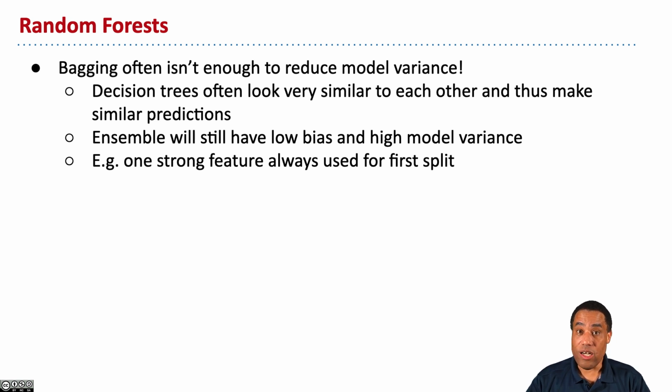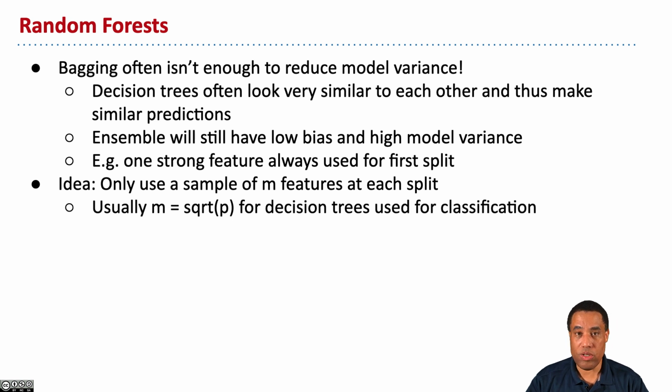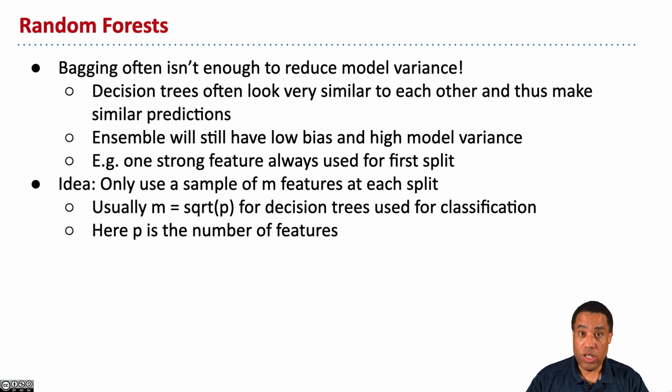So instead of saying, I'm going to look at all the features and pick the strongest feature, the approach we're going to use is to use a sample of M features at each split. Now, usually M is equal to something like the square root of P, where P is the number of features. So if I have 4 features, at any given point, I'm only going to look at 2 of those features chosen at random to make my greedy decision.